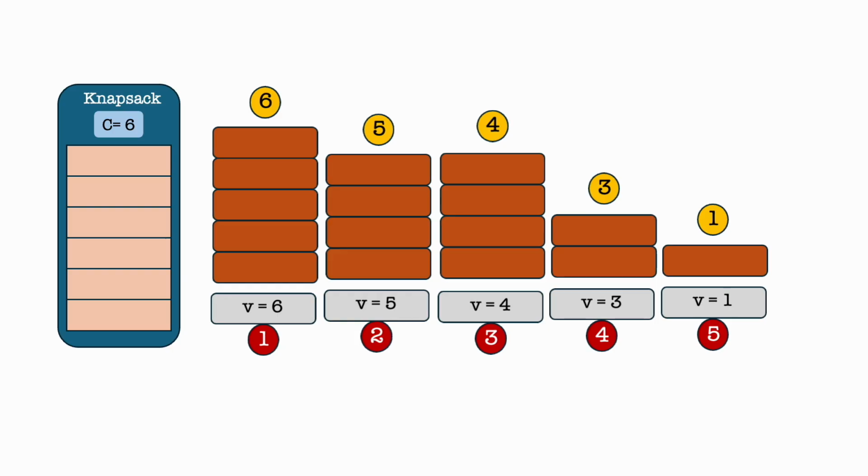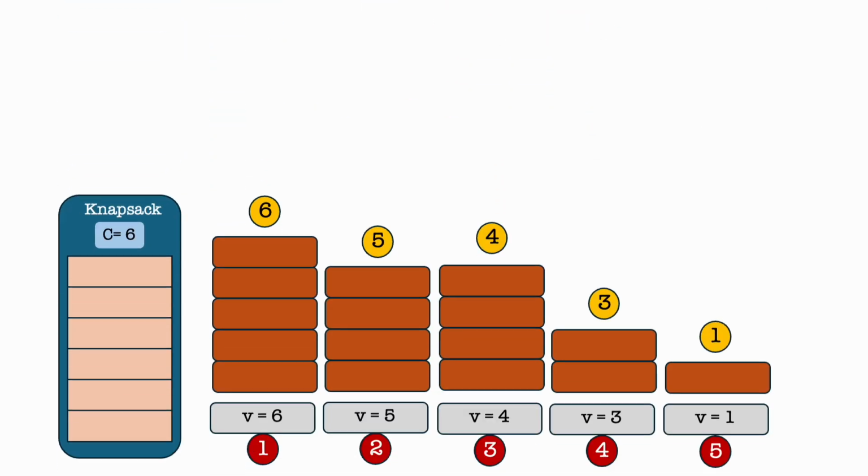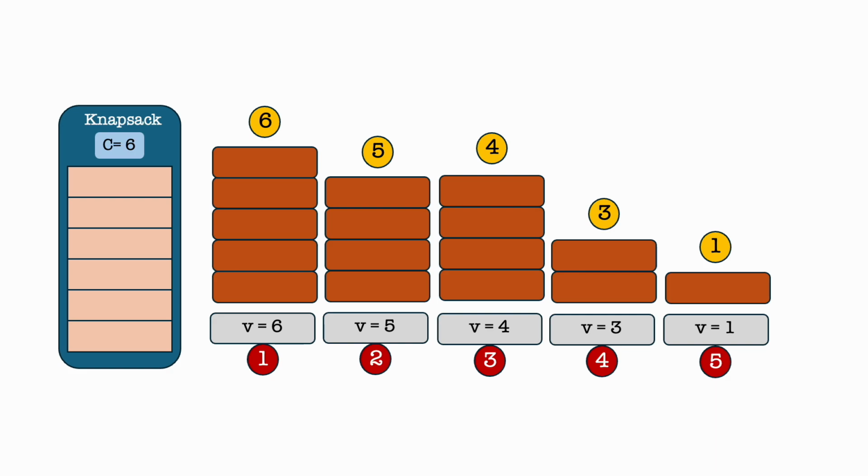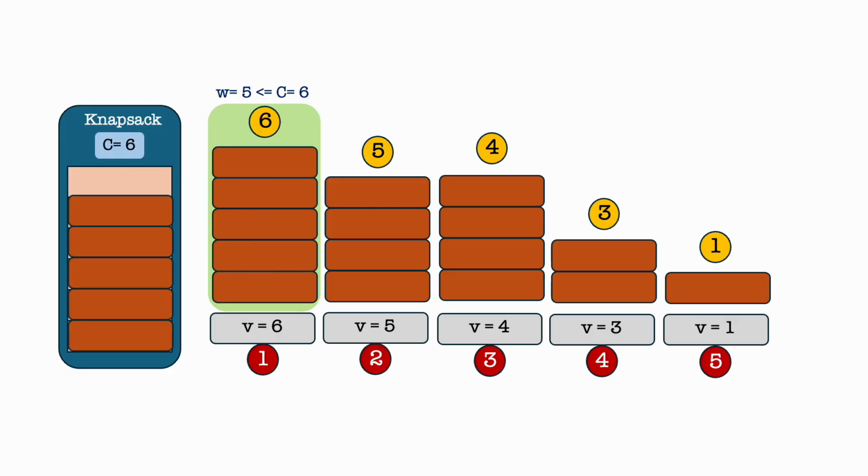Let's sort the elements in the descending order of the value. At this stage, we have the items in descending order based on their values. Step 1 of the algorithm is complete. Let's consider the first item, an item with the highest value. Since its weight is less than the weight capacity of the knapsack, we can keep this item in the knapsack. Now the weight capacity of the knapsack is 1.